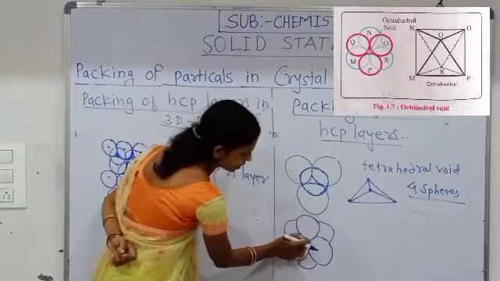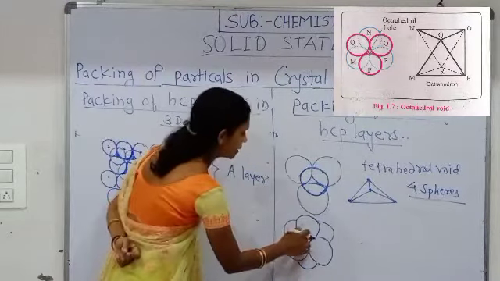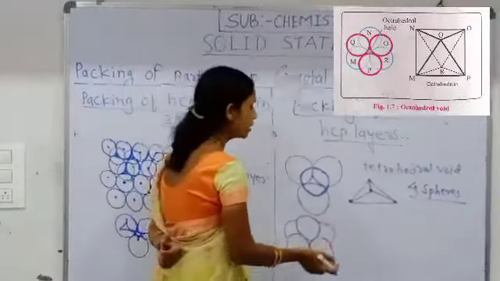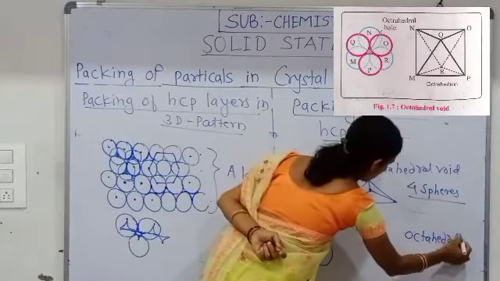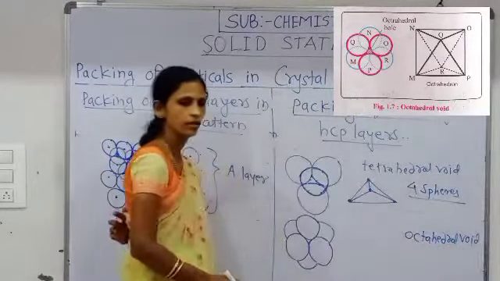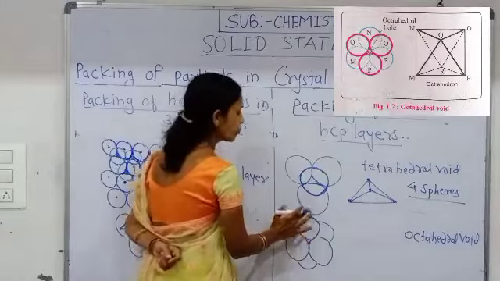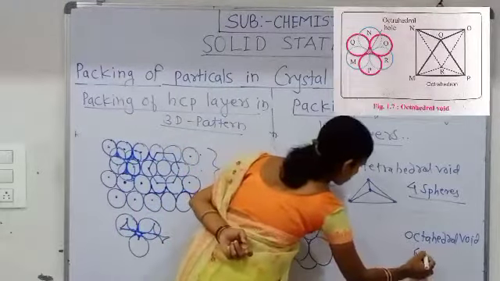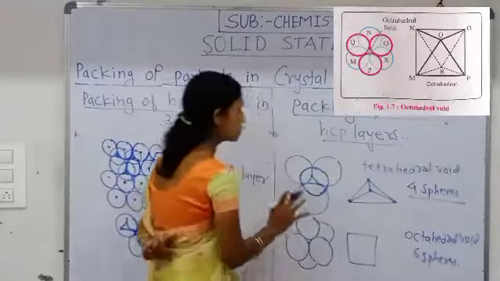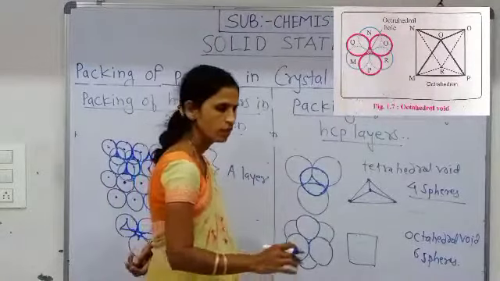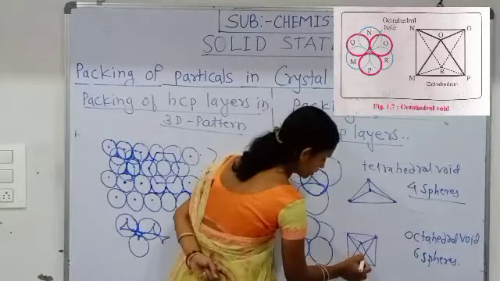That means here this triangular void is partially covered, and therefore the triangular void is converted into octahedral void. Then see here, that triangular void is now converted into octahedral void, which is formed because of 6 spheres. And when the centers of those 6 spheres are joined, then it forms an octahedron like this.